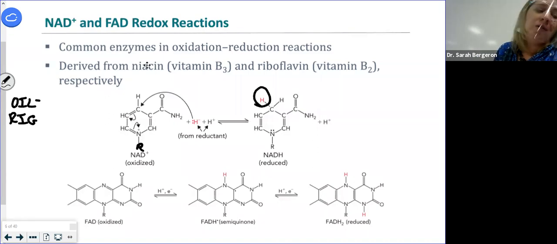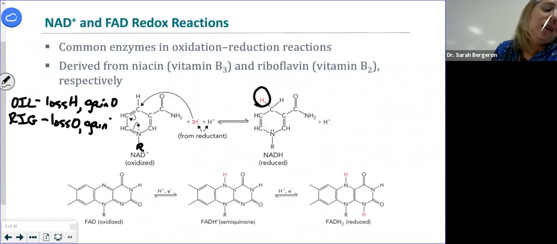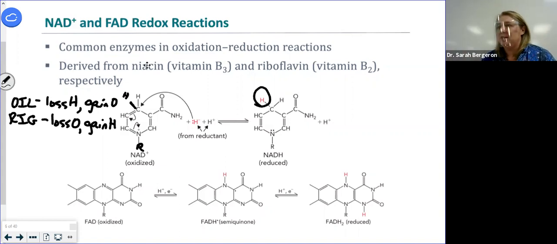Oxidation is also loss of hydrogen, gain of oxygen. So reduction is loss of oxygen, gain of hydrogen. So what happened? You can just look at the structure and see that a hydrogen was added, right? So we can say NADH is in the reduced form because it has that extra hydrogen, right? Yes? Okay. So when we talk about these different substances, they're derived from vitamins. Why do we call them vitamins?